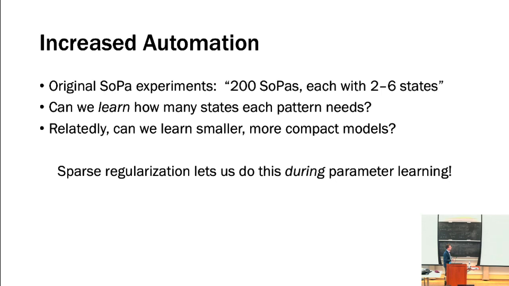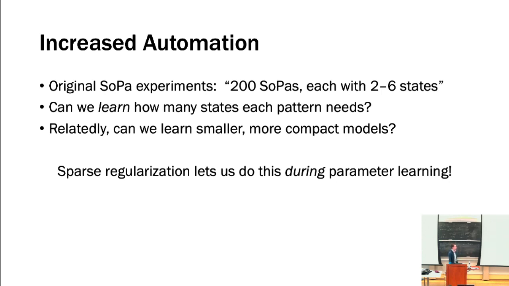This is the most recent paper. This is work by Jesse Dodge, who's graduating soon. In the original experiments, I said we have 200 soft patterns, and we vary the number of states. I think it was an even split from 2 to 6 across those 200 machines. What we'd really like is for the model to learn how many patterns it needs and how long they should be. So really what we want is the most compact model we can get, the smallest number of patterns we can get away with to learn to do the task well.